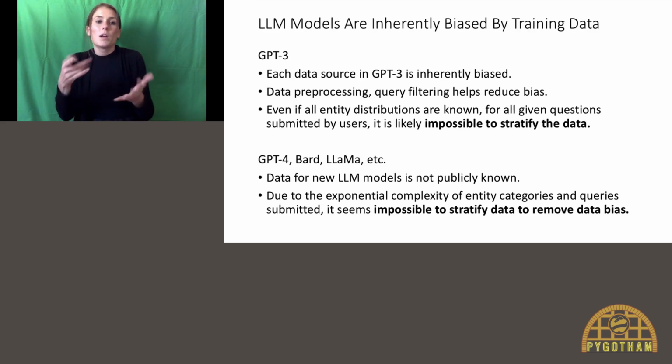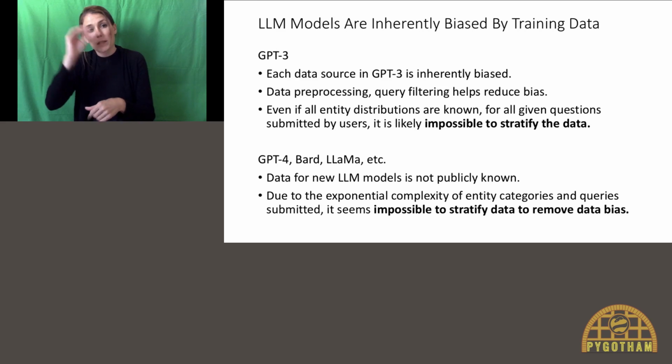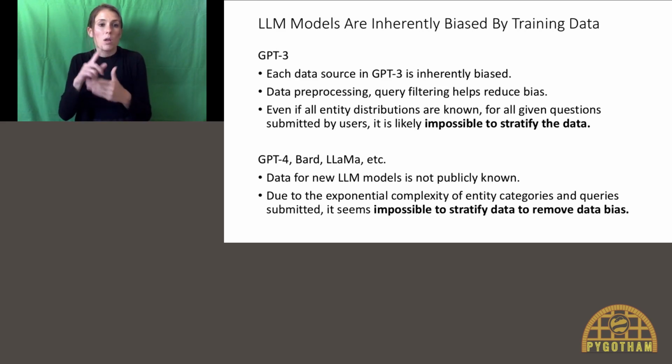So one may say that LLM models are inherently biased by their training data. For GPT-3, each data source is inherently biased. The data preprocessing and query filtering in the algorithms may help reduce the data bias. But even if all entity output distributions are known for all given questions submitted by users, it is likely impossible to stratify the data. Now, for the newer models, GPT-4, BARD, Llama, the data for those models is not publicly known. But we can conjecture that due to the exponential complexity of entity categories and queries submitted, it seems it would be impossible to stratify the data to remove bias.